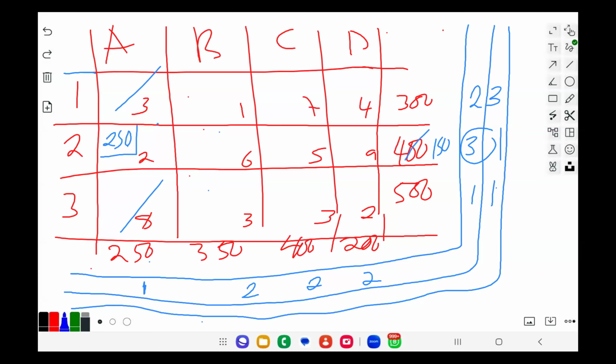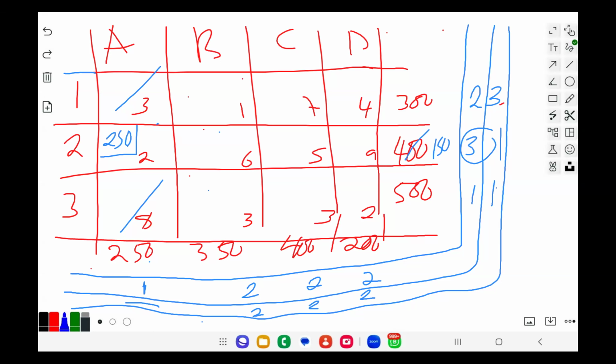Then we come to the columns. This will be 2 again. And the next one, 2 again. It will still be 2. This one is cancelled, so just draw a dash. Again, let's choose the maximum. Penalty is on 3.